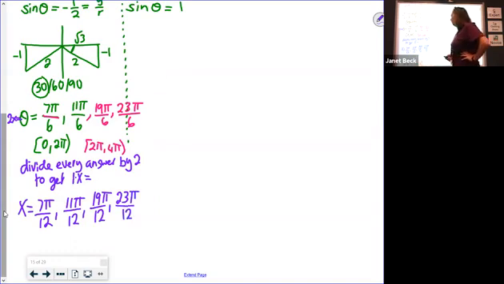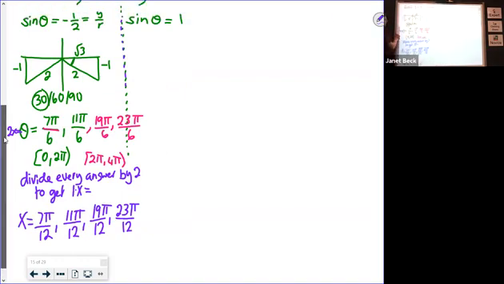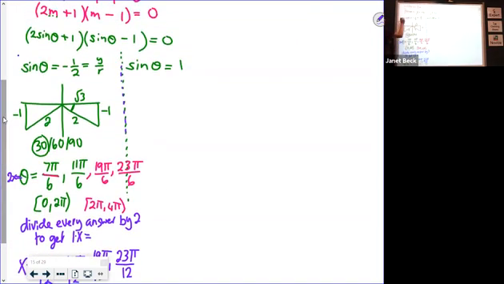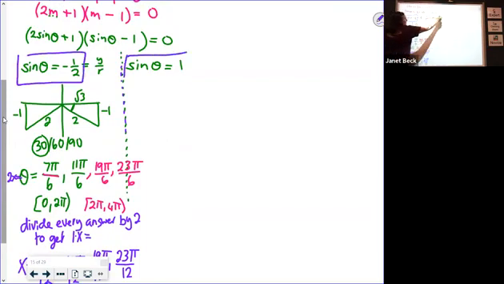Okay, so now I've got 4 solutions there, but look, this dotting down the page was reminding me I've only solved for 1 factor. At this point, those were the solutions for this part. Now I've got to look at this one.